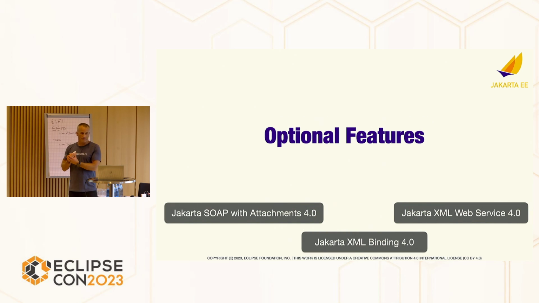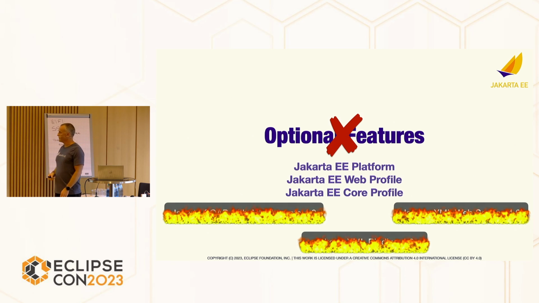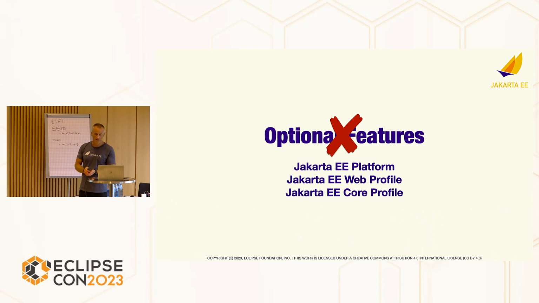We also take away the optional features and specifications in the platform. These are optional specifications that have been around for a while. They're optional in Jakarta EE 10. They were made optional, I think, in 9. But what we do now is actually get rid of them. They're still there, so you can still use them, but they won't be part of the platform.